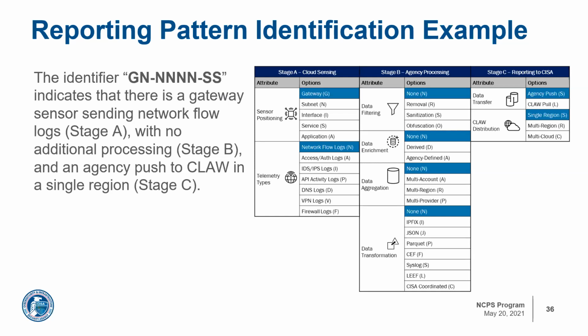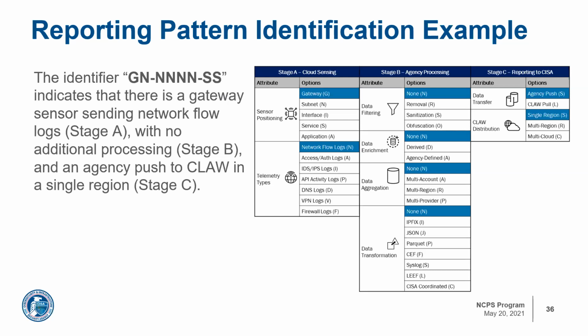And so if we go into the example that we're looking at right now, we see the identifier is GNNNNSS. And so what that means is, if we follow the chart from left to right, that the sensor positioning is at the gateway. The telemetry type that's being delivered is network flow logs. The data filtering that's occurring on the department and agency side, none at this time. The data enrichment that's occurring, none at this time. And the data aggregation, none at this time.